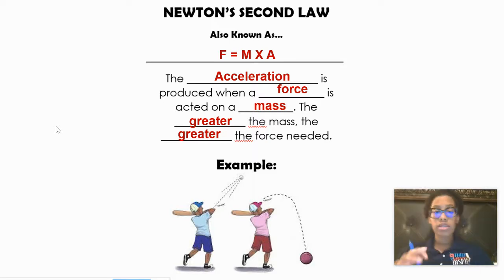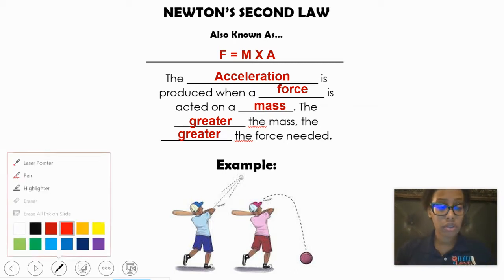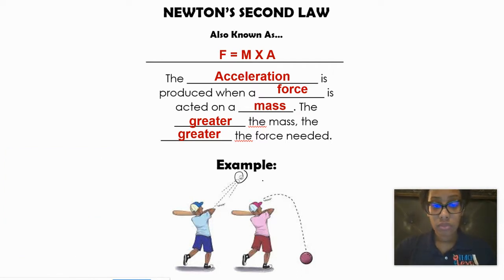Okay, so there's our example. A guy hitting two separate types of balls. The first ball accelerates a lot faster because it has a lower mass. And the second ball, you can see, is a larger size. So, okay, it does not accelerate as far because it requires a lot more force for that same acceleration. The person is hitting the ball with the same force.